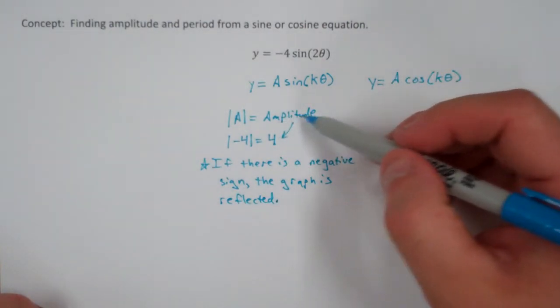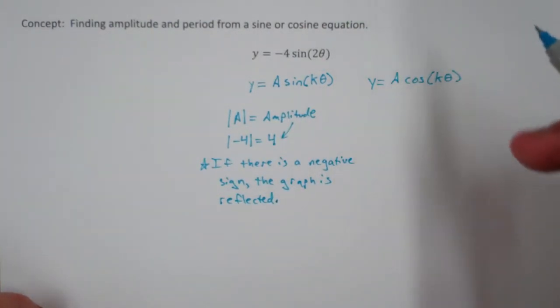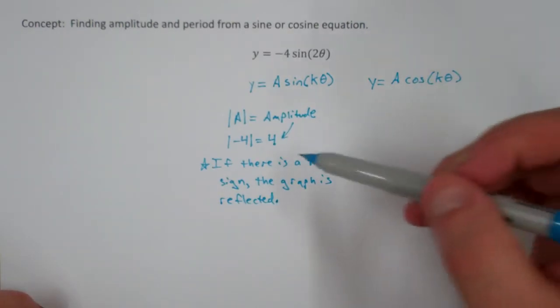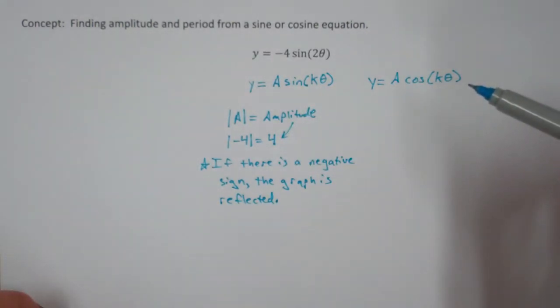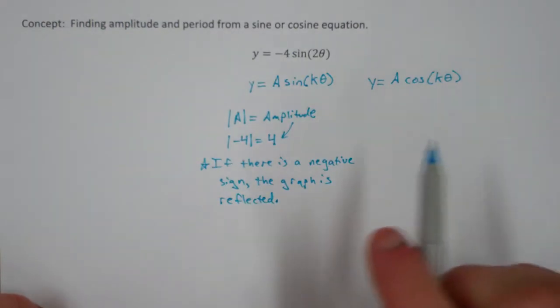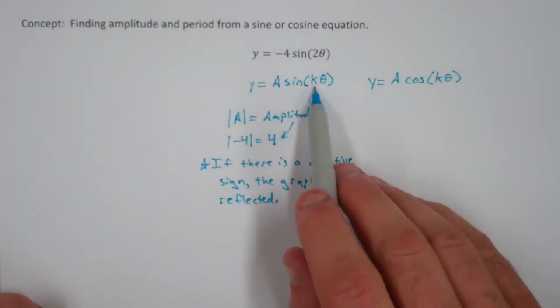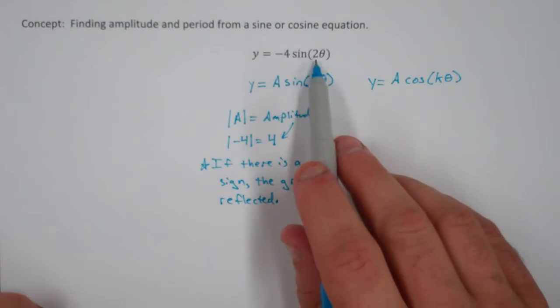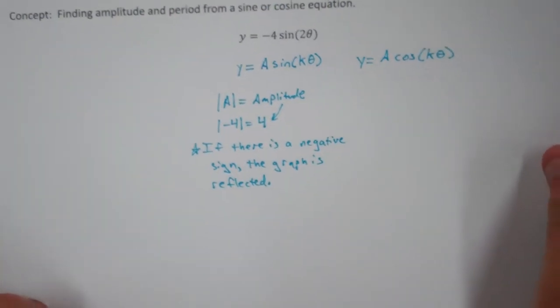But then when we talk about the amplitude, that's the height or the distance from the midline to the top line or the midline to the bottom line. And that distance is 4, so the amplitude here is 4. It's always going to be a positive value. Let's take a look at the value of 2 here, which is right by theta. So k in this case is 2.